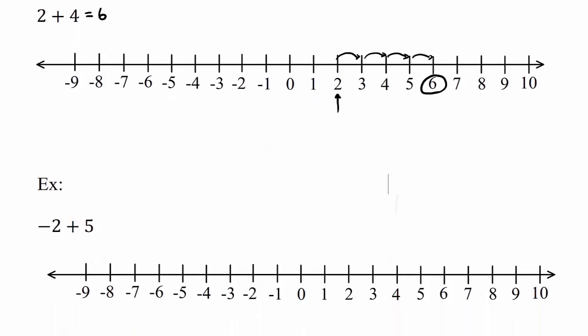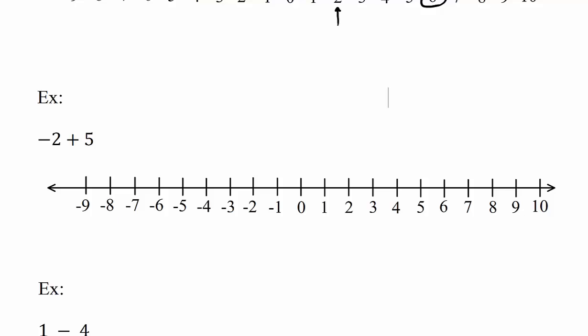In this next example, negative 2 plus 5, if we start at negative 2 on the number line and we advance 5 positions to the right, we will end at 3. So therefore, negative 2 plus 5 is 3.